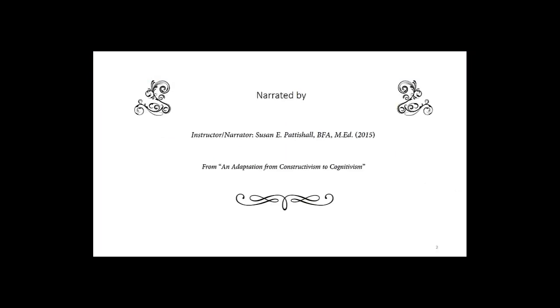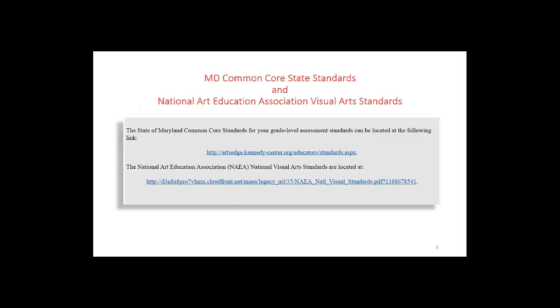Value is the element of art that refers to the lightness or darkness of a color. Value is very important in works of art when color is absent. Texture is also an element of art. Texture is the surface quality or feel of an object: smoothness, roughness, softness, etc.